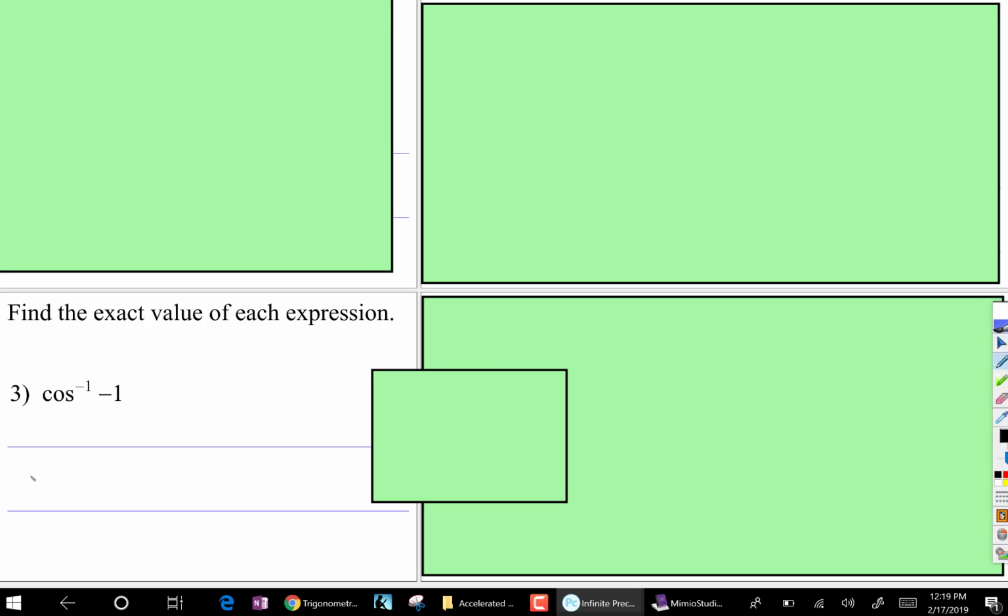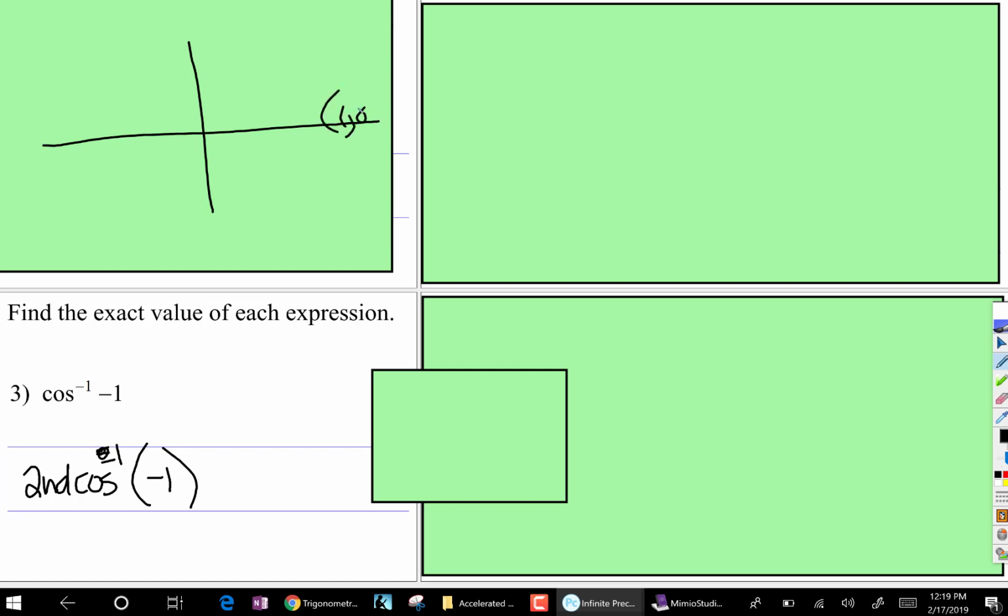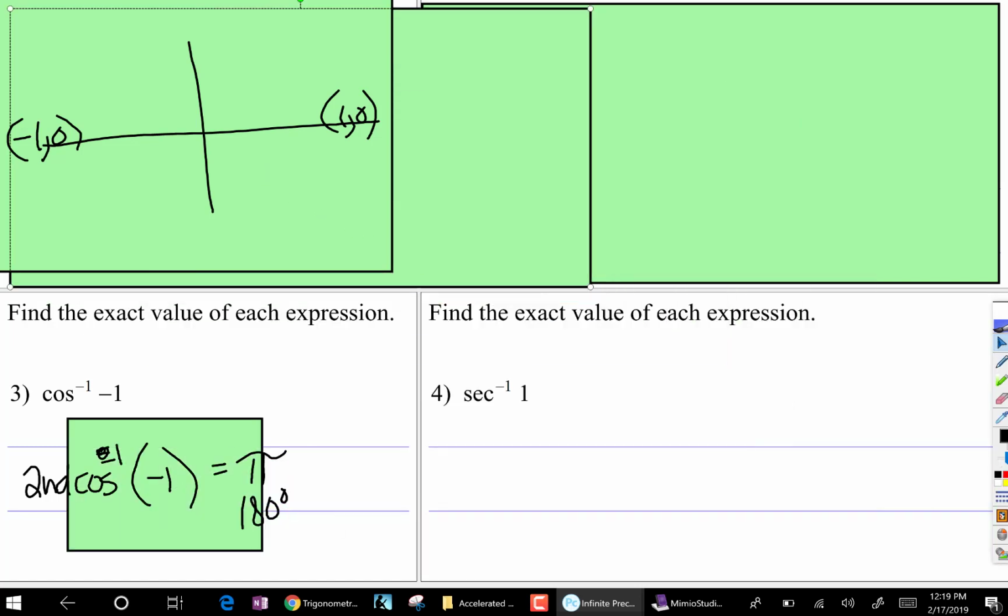Now we just have cosine, so second cosine. And when you hit second cosine, it gives you that raised -1 symbol. You type in -1, but again, if we look at a unit circle, cosine is +1 at 0. Cosine is -1 at pi, or if your calculator is in degree mode, we'll say 180. All right, and then let's do this last one right here.